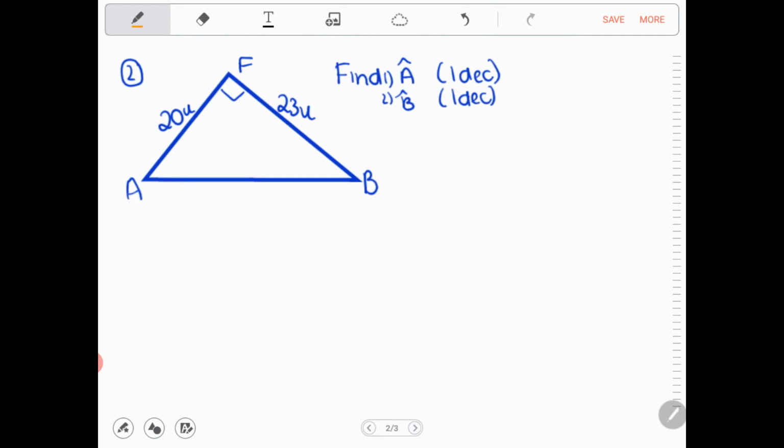Number 2. Again, we've been given a right angle triangle. We've been given AF and FB. Angle F is 90 degrees. Remember, we can only use these trig ratios in 90-degree triangles, so you have to make sure that you have a 90-degree angle in your triangle before you start trying to use your trig ratios. We're looking for angle A to start with. So this is the angle I'm looking for. So we name the sides for the angle you're looking for.